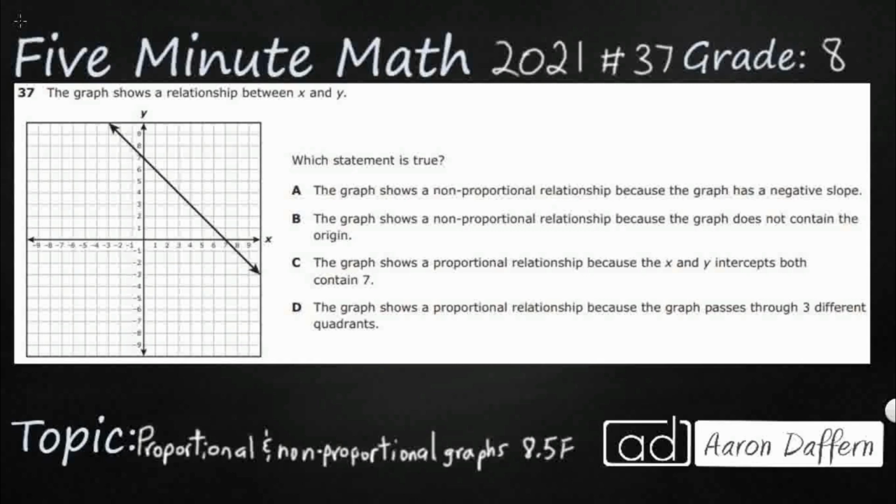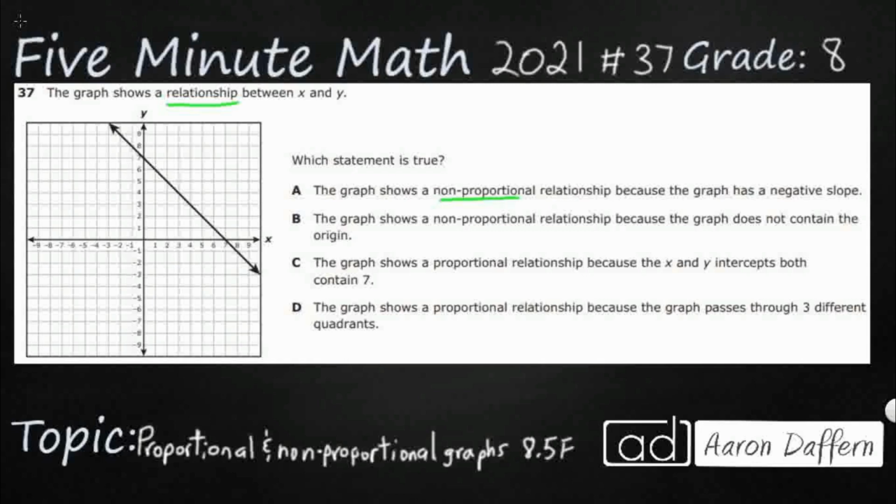So we've got a graph here, and it just shows a relationship. Doesn't tell us what type of relationship. It is a linear relationship because that is a straight line. And we just need to find a true statement. Just based off this graph, we don't even have any points plotted, but we could get some there. It looks like they're, for the most part, landing on integers, but we don't really need to.